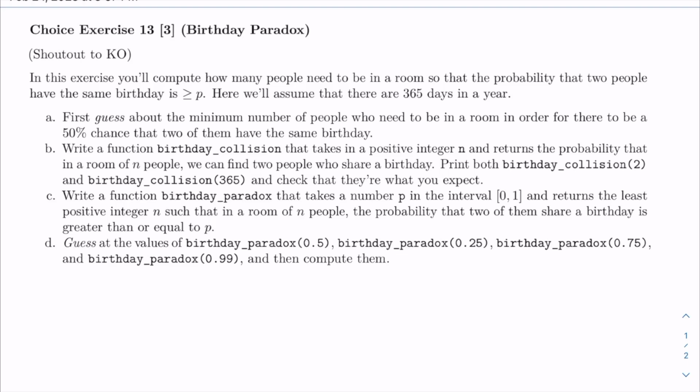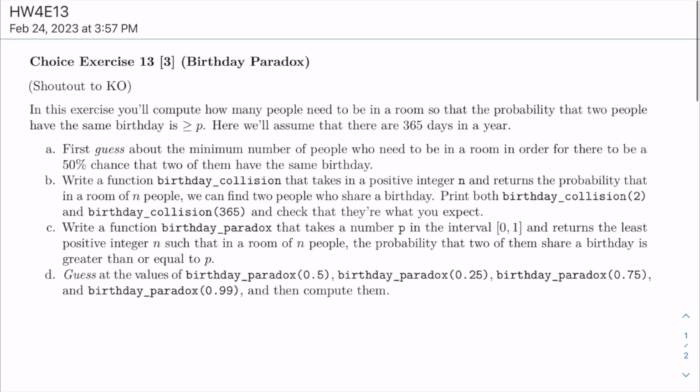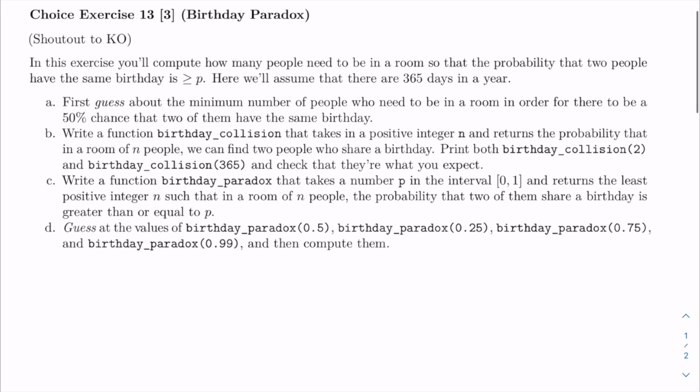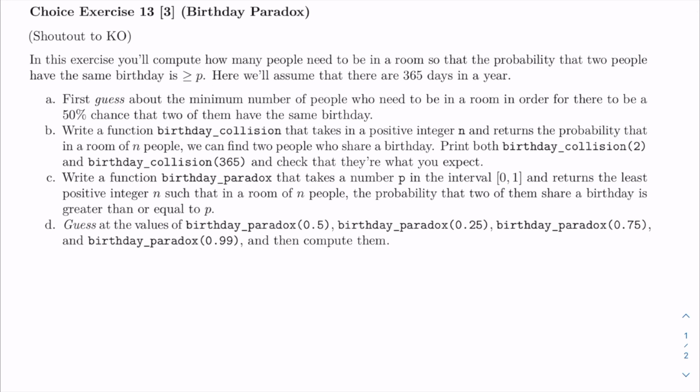Here we're going to work on homework 4, exercise 13, this one about the birthday paradox. Here we're going to compute how many people need to be in a room so that the probability that 2 people have the same birthday is greater than or equal to p. And we're going to assume that there are 365 days in a year. I guess we're also assuming that people are equally likely to be born on any of them.